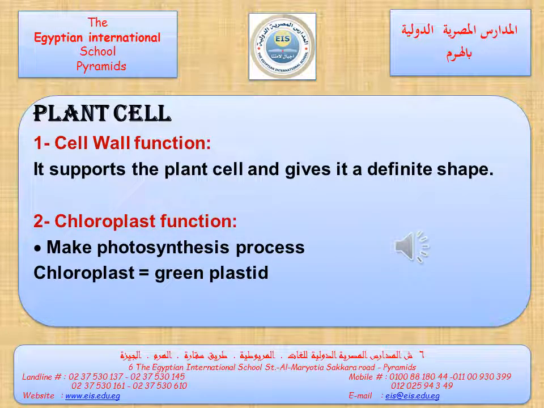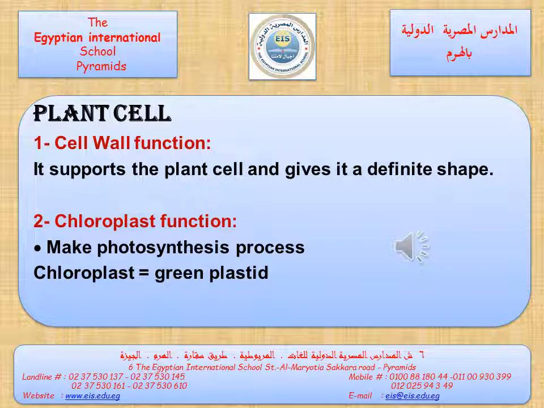So we know that any living organism may be multicellular or unicellular. Examples of multicellular: plant, animal, and humans. Any plant body consists of systems, each system consists of organs, organs consist of tissues, and each tissue consists of cells. So what is the plant cell? It is a building unit of plant body.